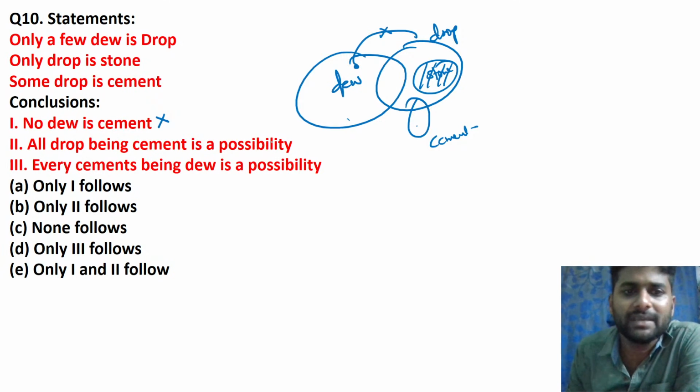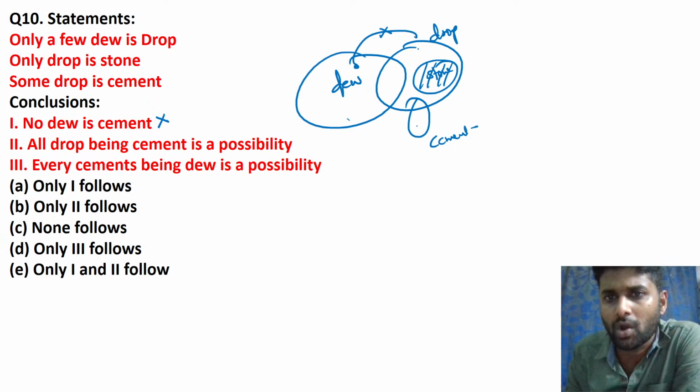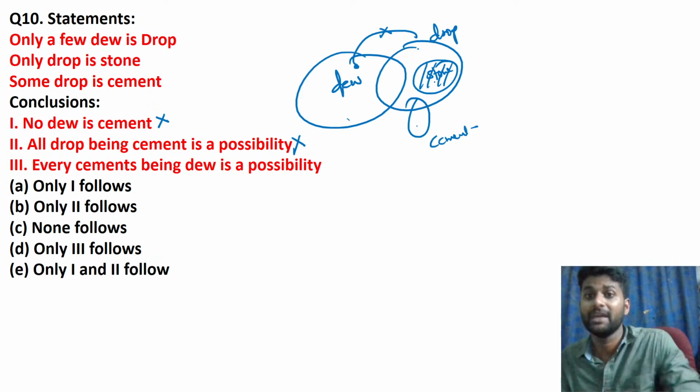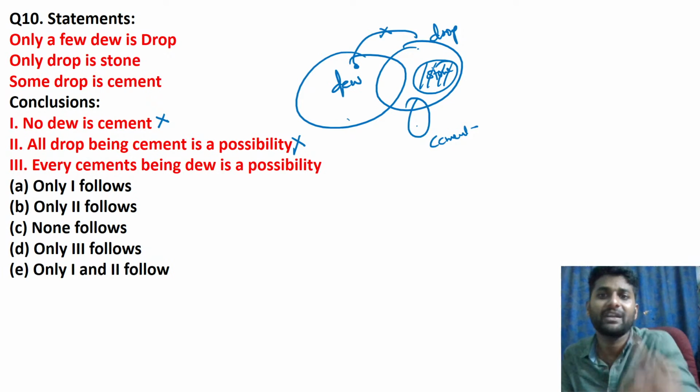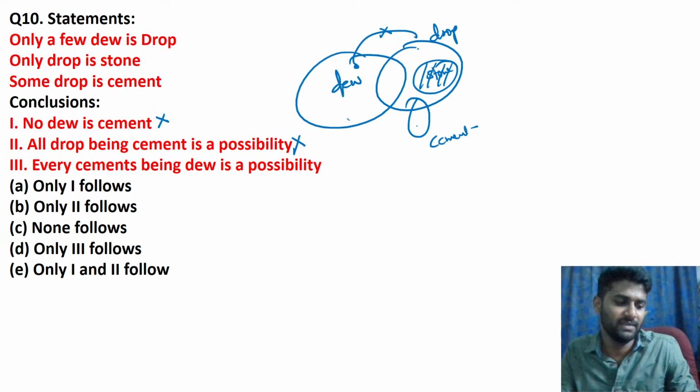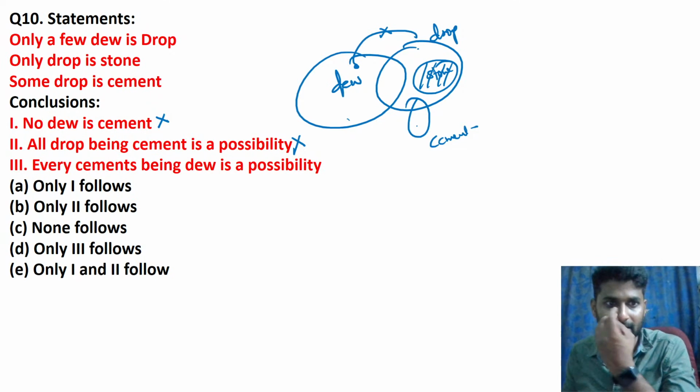Next, all drop being cement is a possibility. We can't assume that kind of possibility. Why? Because if I'm taking the entire drop, we can get the stone. If stone belongs to the drop, we can't assume with any other parameter. That's why that is not at all possible.